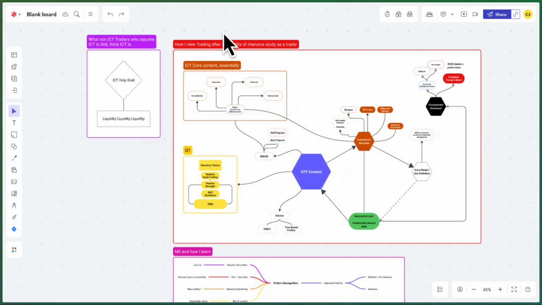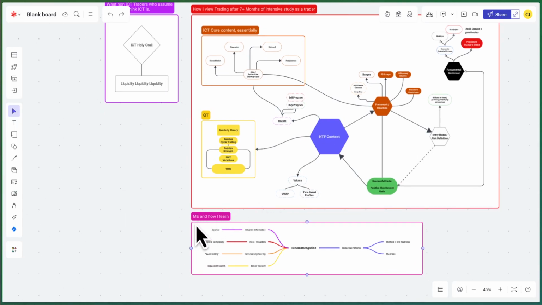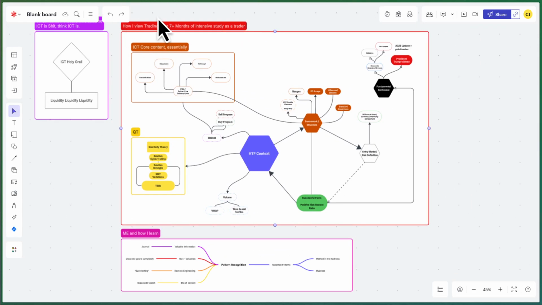What we have here is a flowchart that I created on Lucid Spark, and it just has three parts: how I learn new things. This is basically how I learn everything, and the main part is how I view trading after 7+ months of intensive study as a trader. I don't know if you know this, but I've been trading for less than a year. But don't let that discourage you. I am fully convinced that if you sit through this video, you will find something useful.